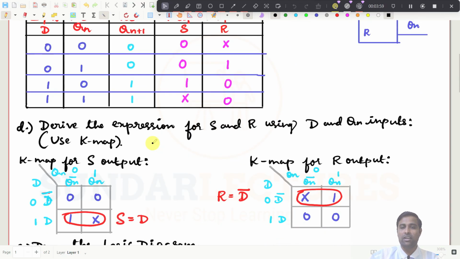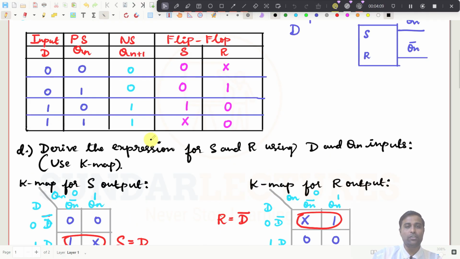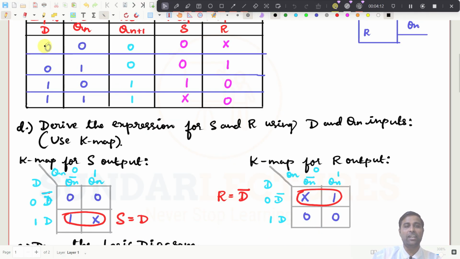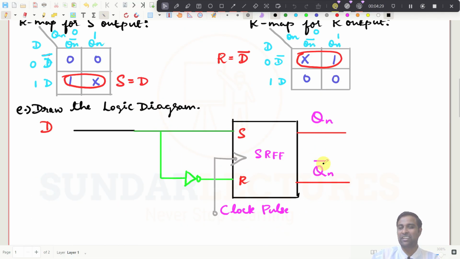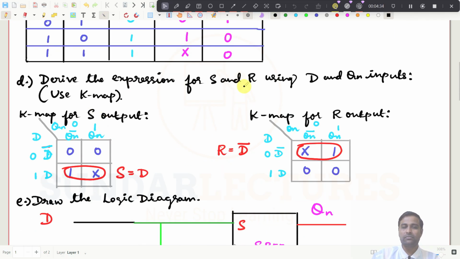And what is the next one? Now we need to derive the values of S and R in terms of D. That is what we are actually doing. So what we have actually done here, we have just derived the expression for S separately, R separately with the help of only D and Qn, which means we are going to get it as D now, right? So even if you are getting it with Qn, no problem, you can get it from here, right? So that is what we have done here. And step number 4, we have done this one.